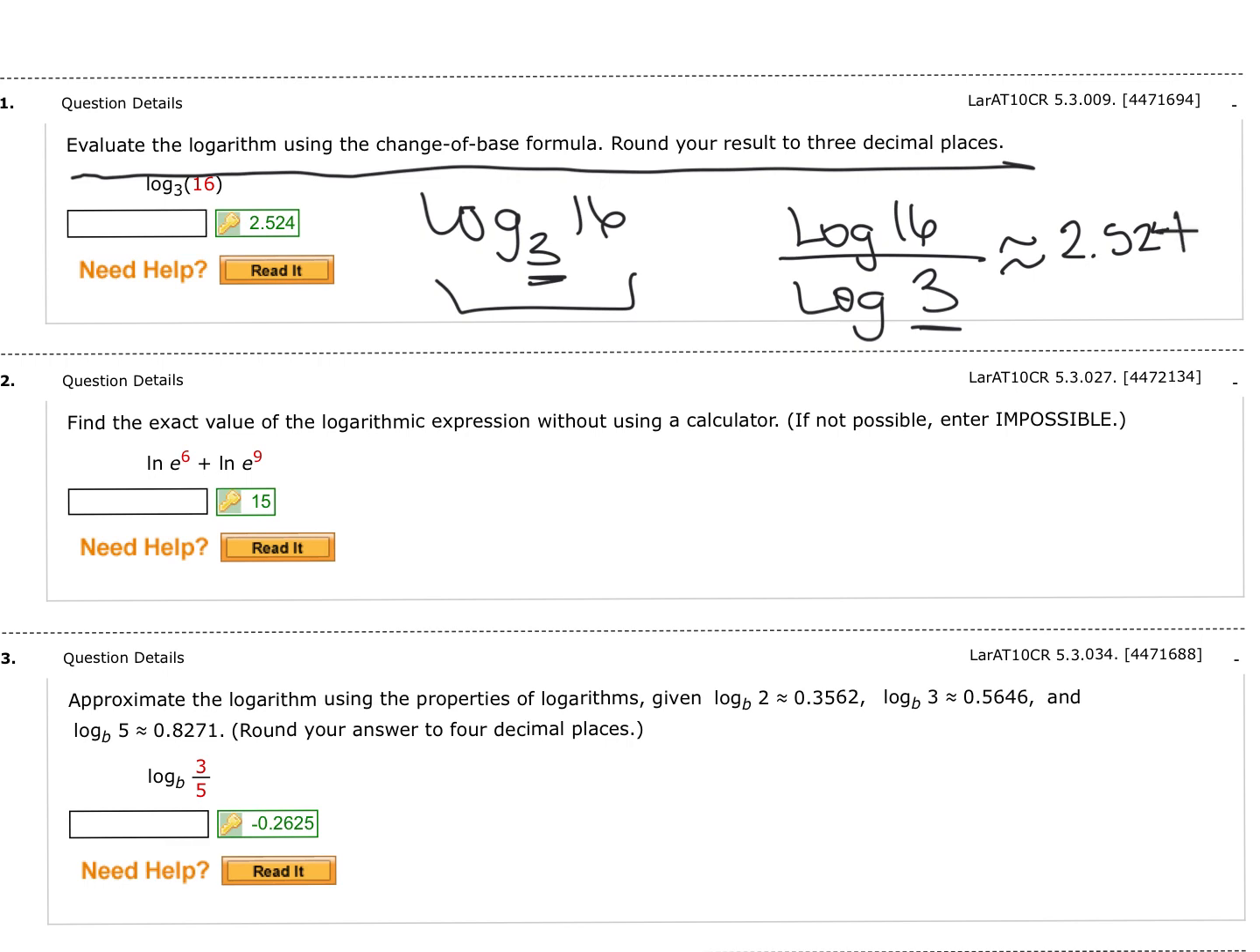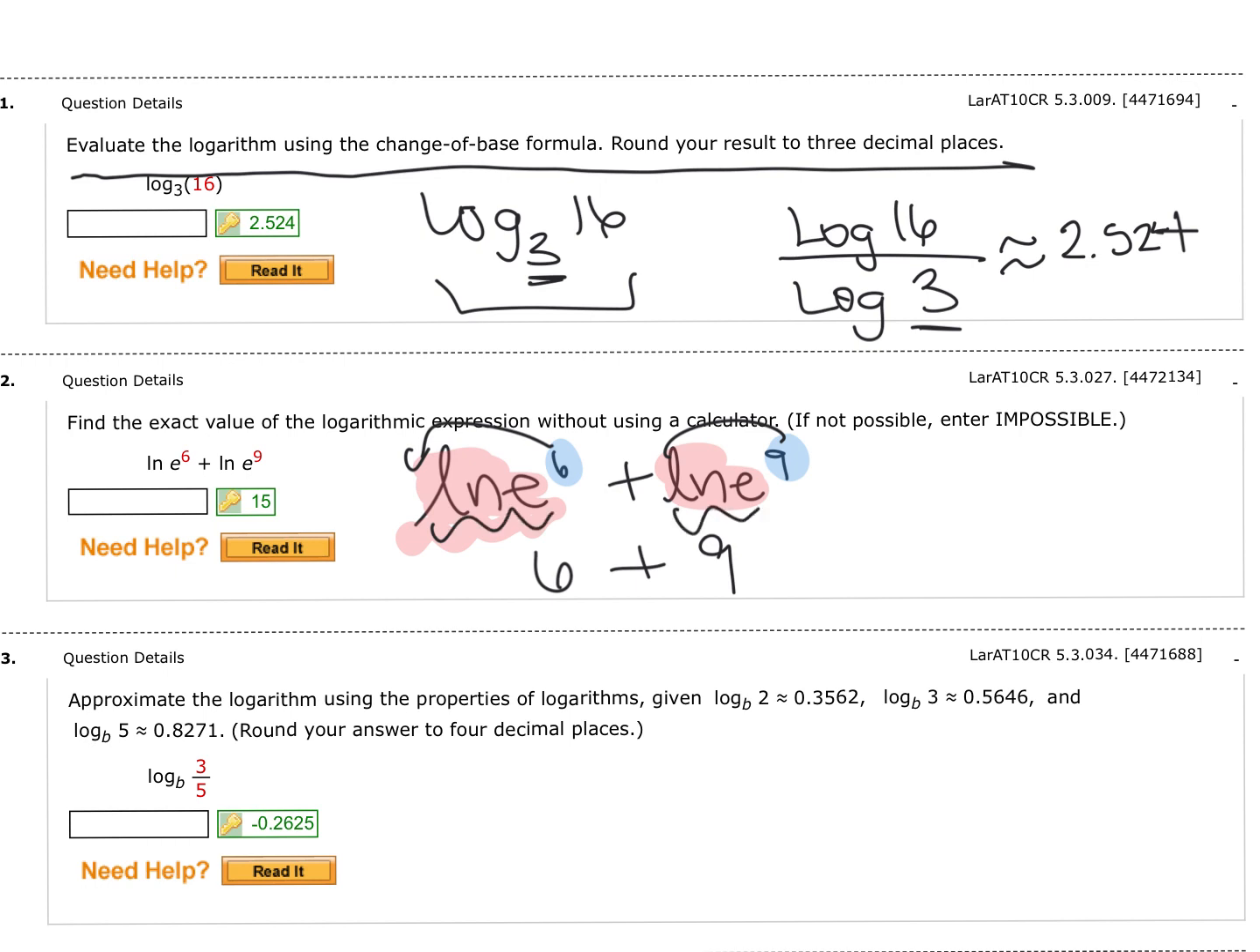For number 2, it says find the exact value and don't use a calculator. So if I have the natural log of e to the 6th plus the natural log of e to the 9th, well, if you have the natural log of e raised to a power, then the result is just that power, because the natural log of e itself is just 1. And so you can move the 6 to the front, and so it'd be 6 plus 9, because this goes away, and so we end up with 15. So you just need to add those exponents together.